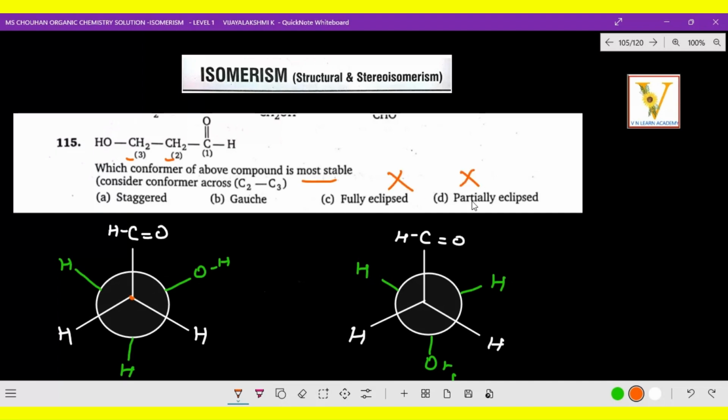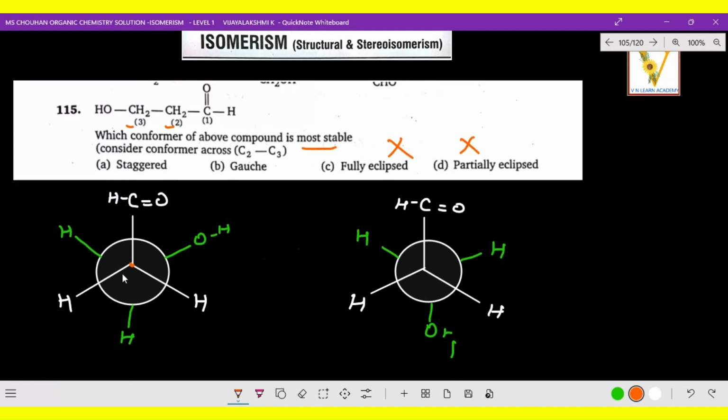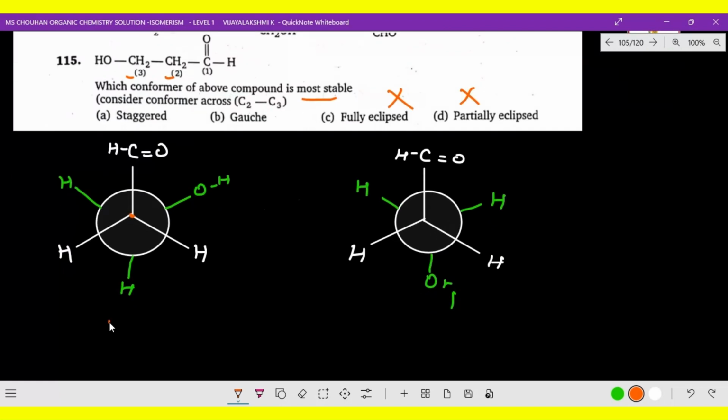Why? Fully eclipsed and partially eclipsed will not be applicable for this statement. Now, staggered and gauge. In that, I just want to bring it to your notice. So here, actually, completely, this is gauge. This is the gauge method, and this is anti. Now, in this point, here, CH2OH, here, CH2OH.